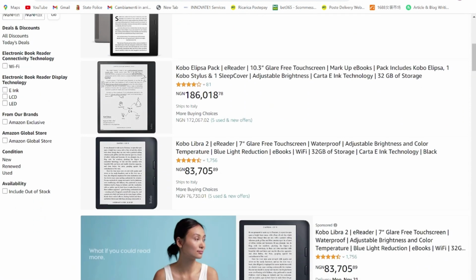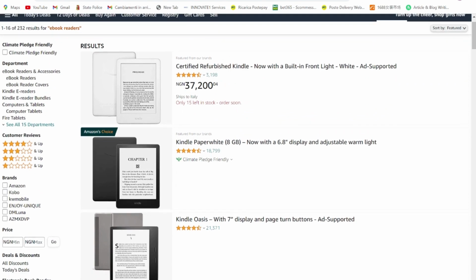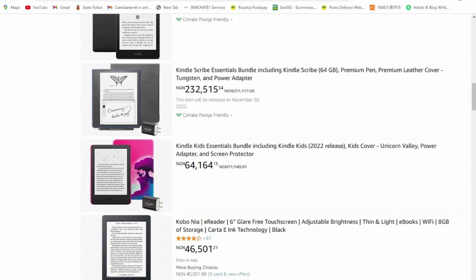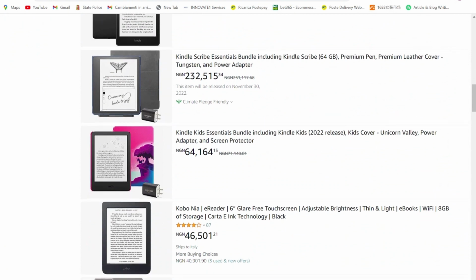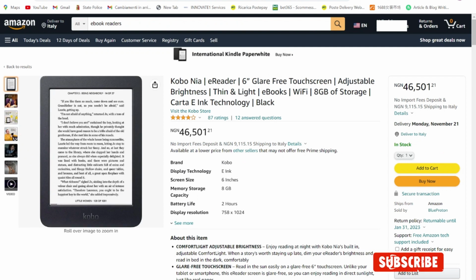So I'm just going to go with this. As you can see over here, I'm going to go with this 40 something thousand. This 40 something thousand is close to $100 I'm talking about.